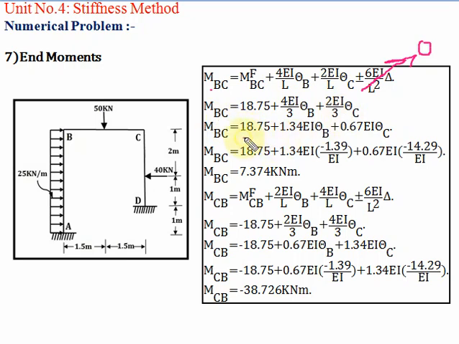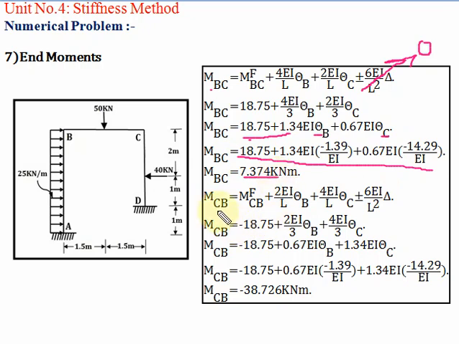Okay, so we get here 18.75 plus 1.34 EI theta B plus 0.67 EI theta C. Now put the value of theta B and theta C and solve this equation, we get the value of moment in member BC as 7.374 kilonewton meter.